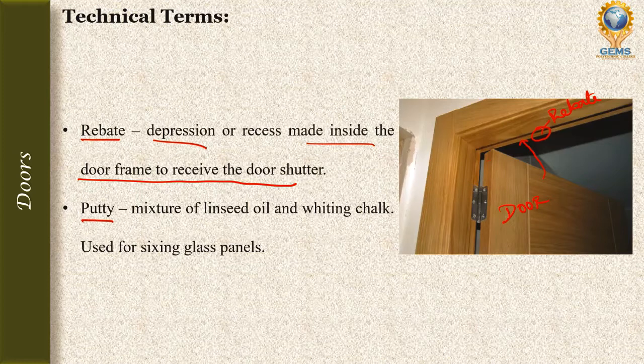Putty. Putty is a mixture of linseed oil and whiting chalk. This putty is used for fixing the glass panels in the door or a window. So these are the different technical terms we have to know in the door and window.